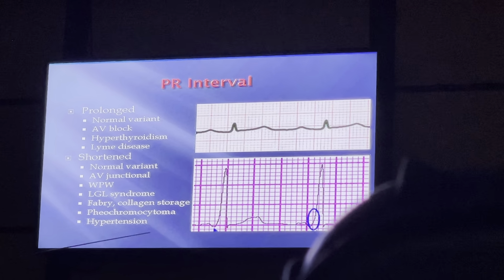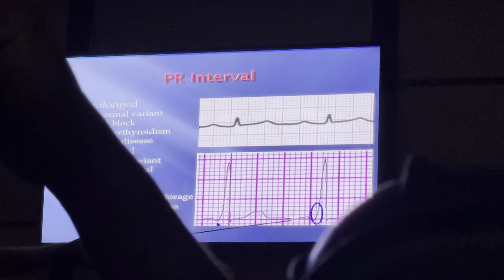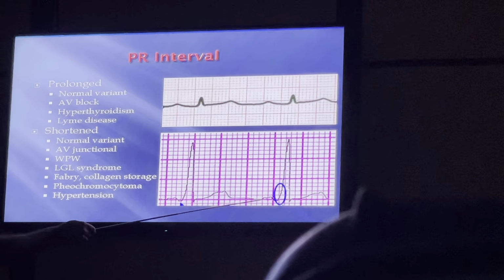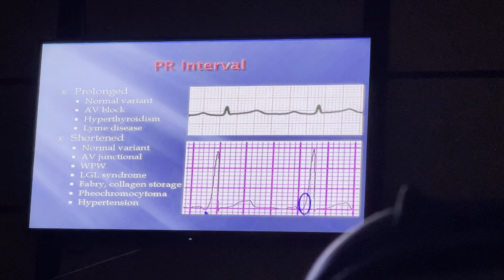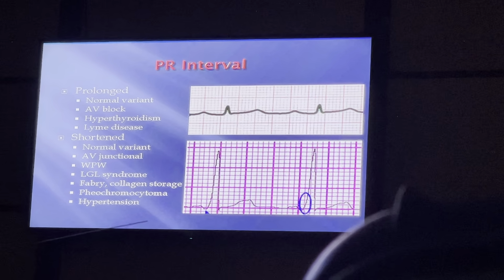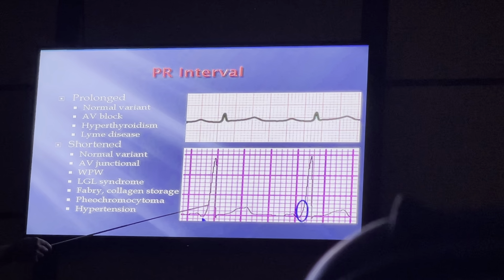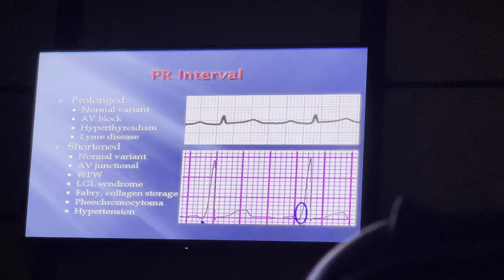Here you see this is the short PR interval. The P wave is of normal shape while the PR segment is shortened. So this occurs in WPW. When we call it WPW, there is slurring and a delta wave in the ECG.